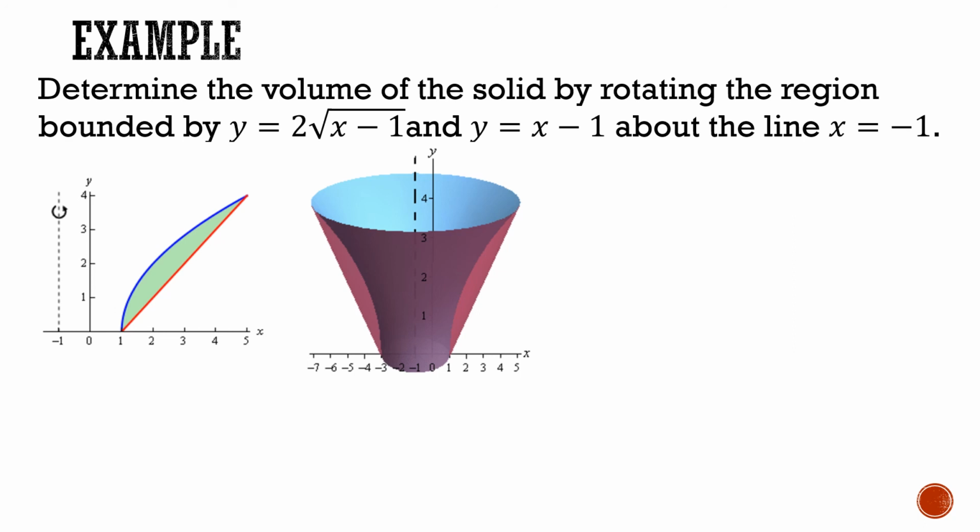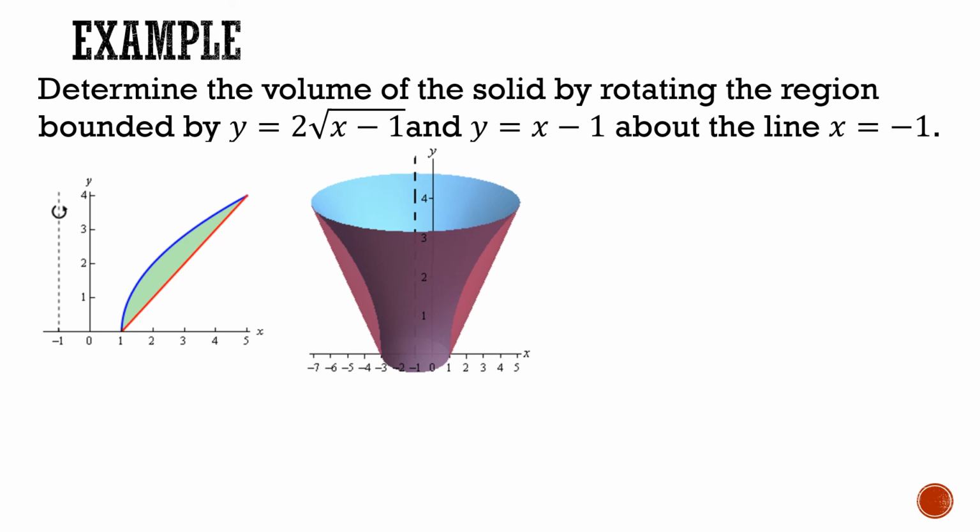So once I graph out my region, I have my blue line that you guys see. That's going to be the first equation of 2 root x minus 1. And then I have the red line of x minus 1. And then when I rotate it, it's going to look something like this second picture. So again, I'm getting that hole in the middle, so I know I have a washer.